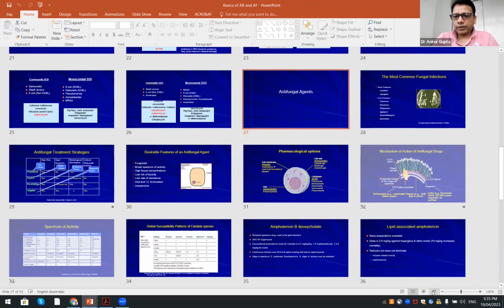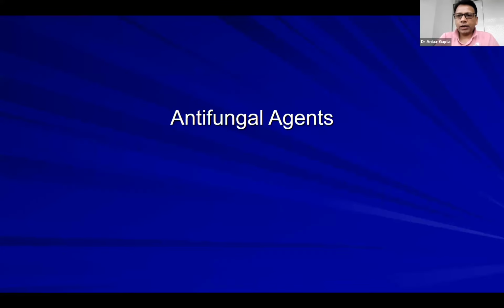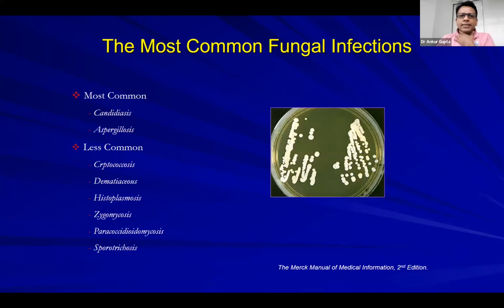Let's start with antifungal agents. Okay, so the most common fungal infections we know are Candida and Aspergillus. One is a yeast, the other is a mold. But other less common infections are Cryptococcus, histoplasmosis, zygomycetes, sporotrichosis.